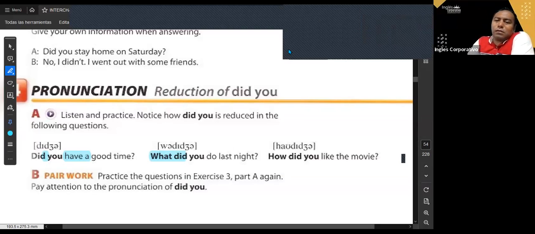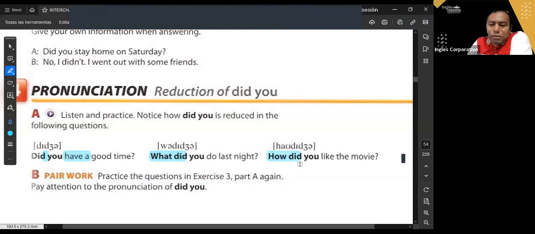How did you like the movie? How do you like the movie? Esta W y D, como está entre dos vocales, podemos pronunciarla como una R, ¿verdad? O puede decirla, how did you like the movie, right? Questions? Okay, pronúnciala en su casa.